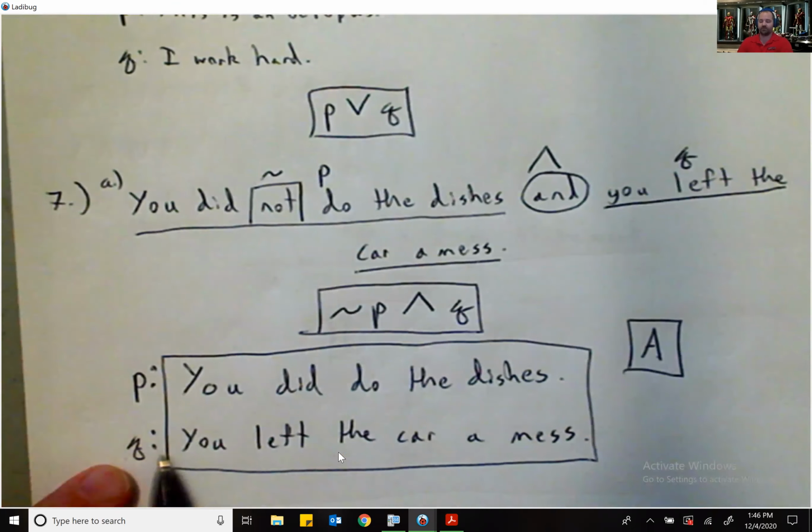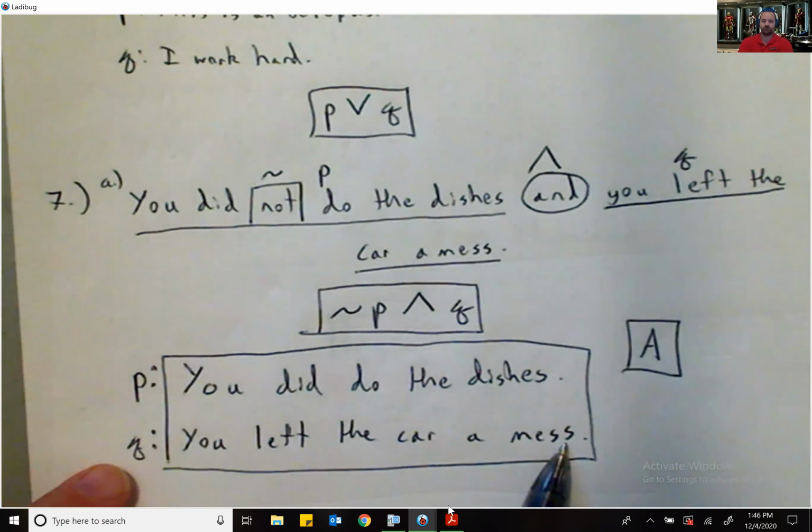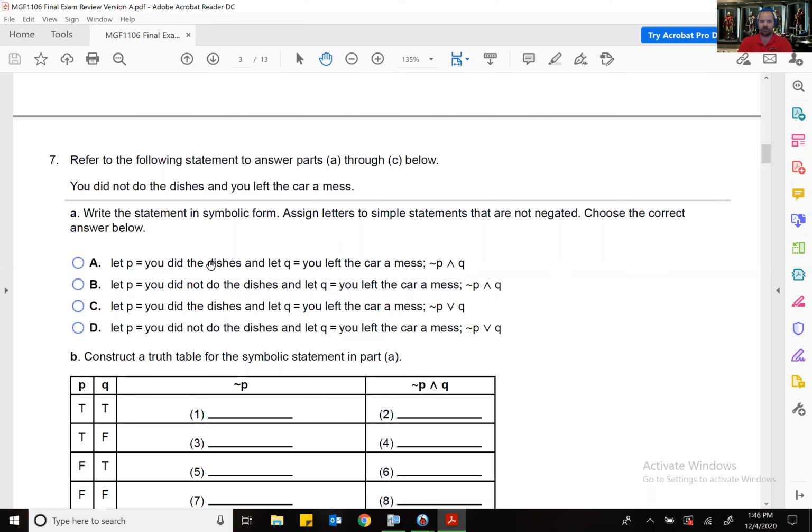Our Q statement is you left the car a mess. P is you did the dishes. Q, you left the car a mess. That's everything that we wrote down. Okay, I see. You can't choose this one because this is a negation, because it has the word not in it. So remember, to get back to the original statement, you just take out the word not. Cool beans, Blondie? Yep. All right.